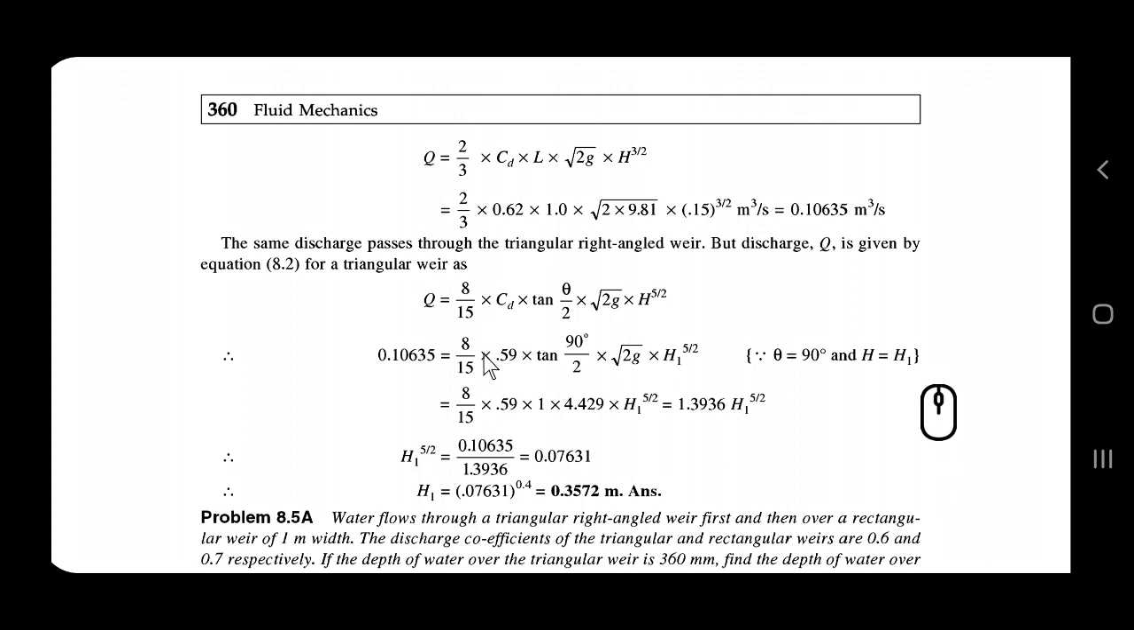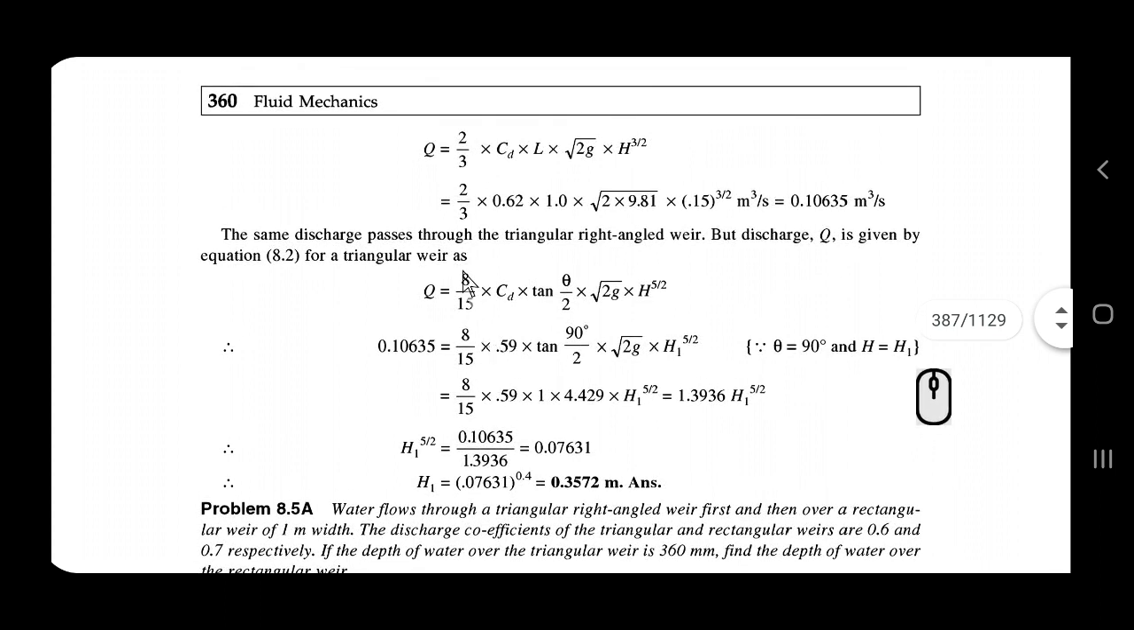After this you have to study the equation for trapezoidal weir. That is a combination of rectangular and triangular weir. Okay, so you have to clearly remember the constant terms like 8 by 15, 2 by 3 and tan theta by 2. So you should not be confused. Okay, so here, after substituting the value for discharge, you can calculate the height or depth as H1 is equal to 0.3572. This is simply substitution. Okay, you have to understand this concept and get the idea.